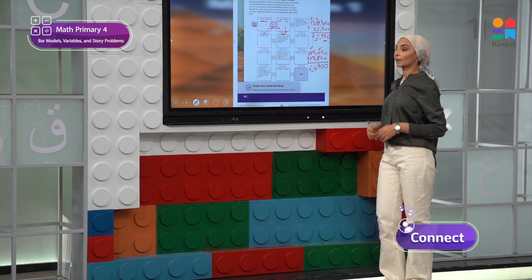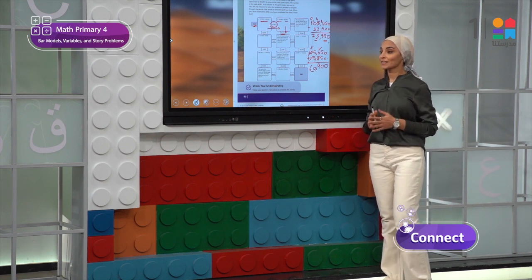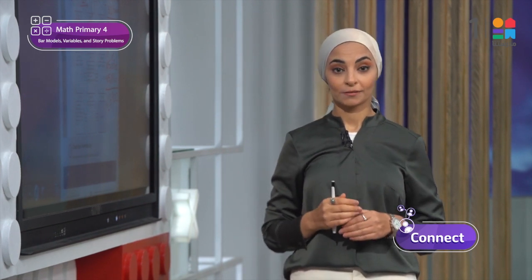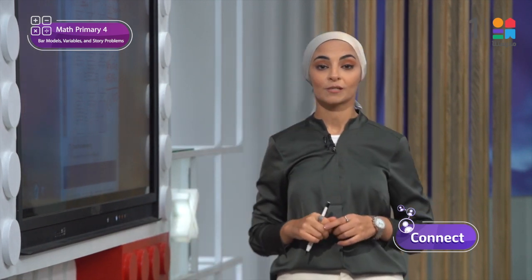Now, take your time and answer the rest of this amazing game by solving the problems in each box. You move to and reach the end point. You can always use the bar model. You can also photocopy this activity after you have done and send it to our page Madrasetna on Facebook.